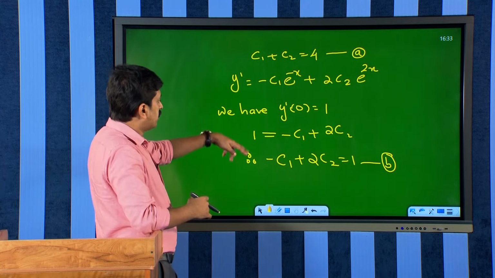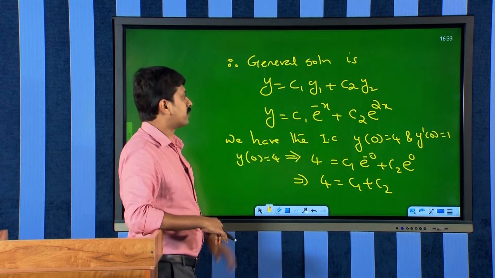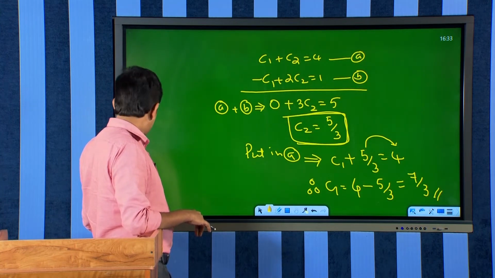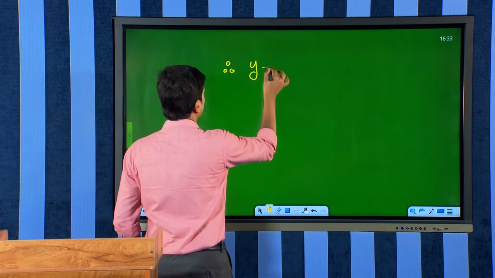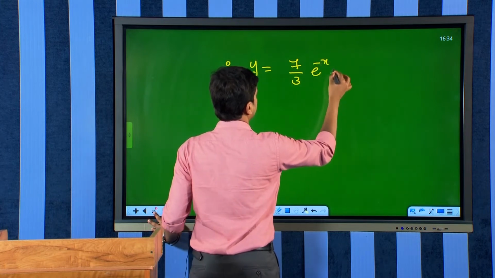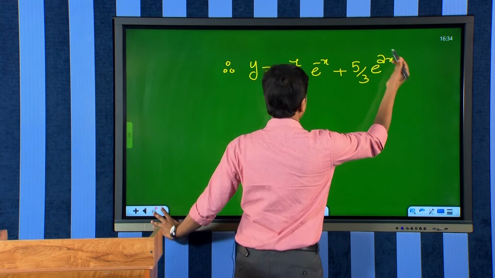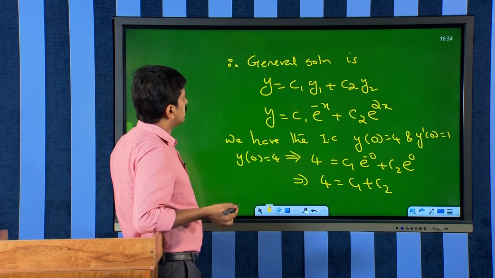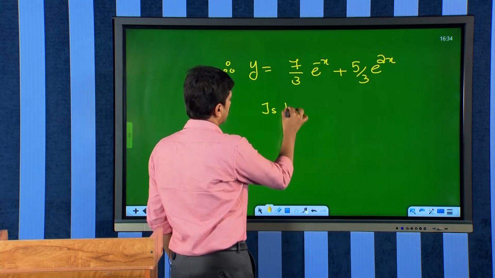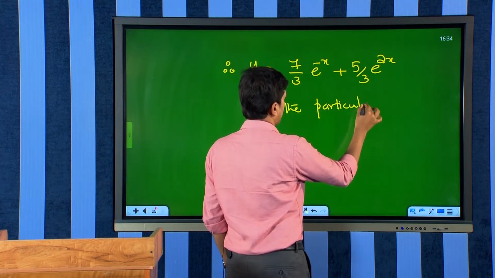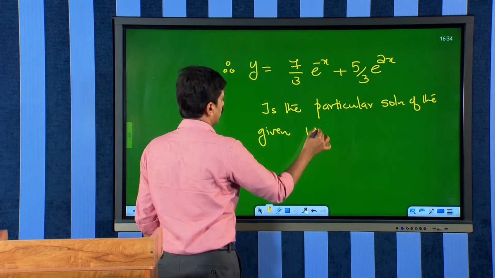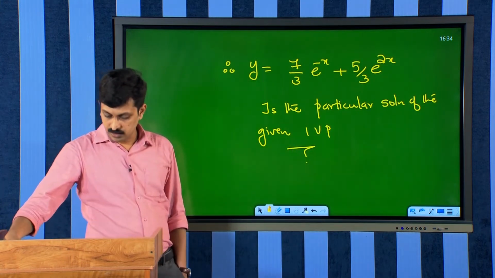So, my dear students, we have y equal to C1 e raised to minus x plus C2 e raised to 2x. The particular solution of the initial value problem is, therefore, y is equal to 7 by 3 e raised to minus x plus 5 by 3 e raised to 2x. This is the particular solution of the given initial value problem.